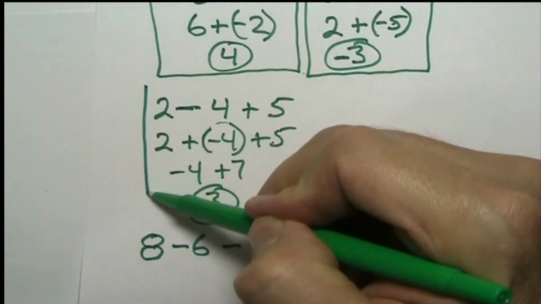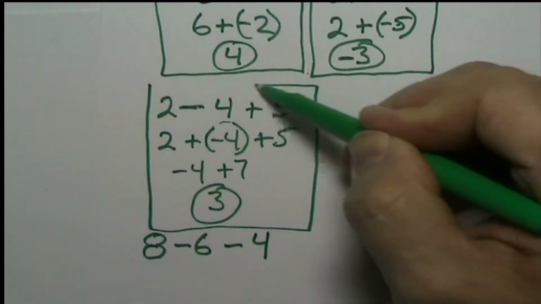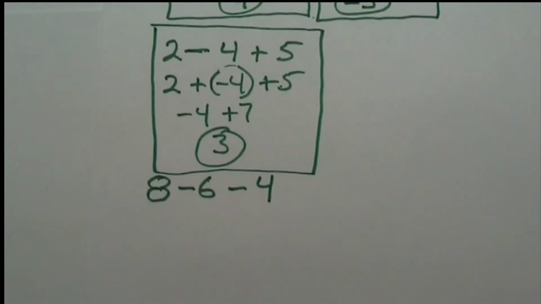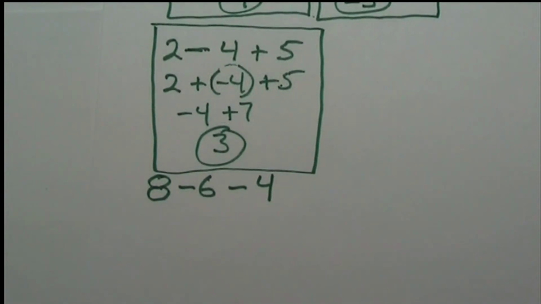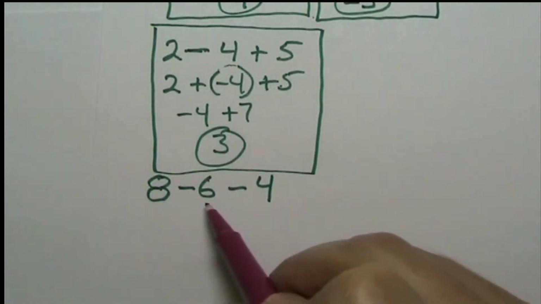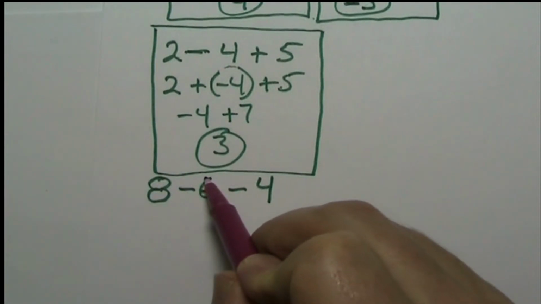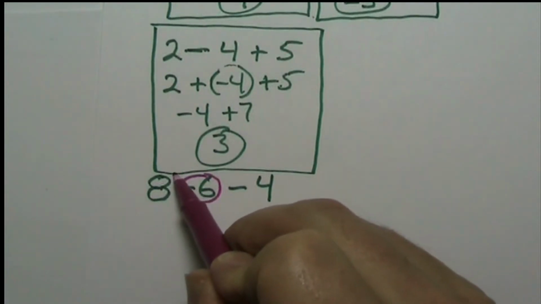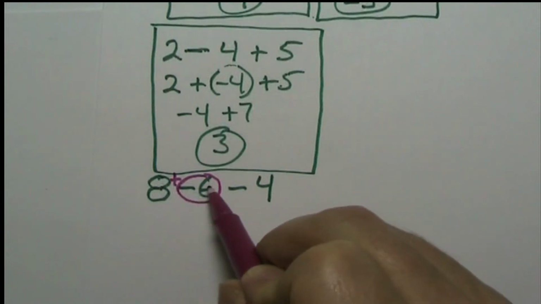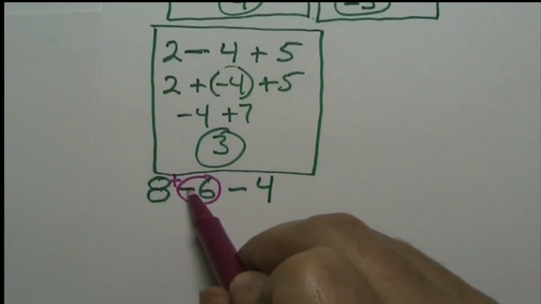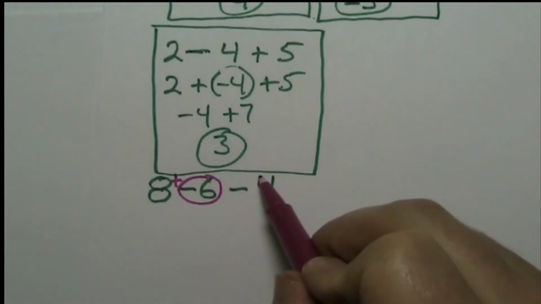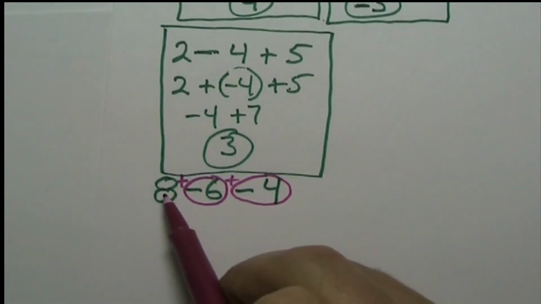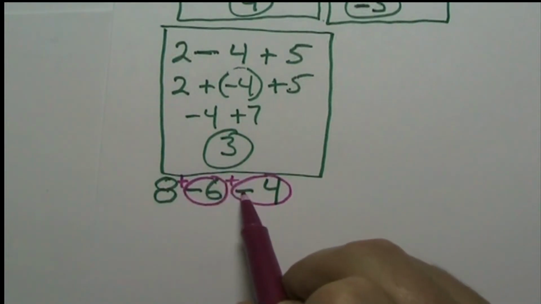Okay, again, I'm going to box mine in. So we have 8 minus 6 minus 4. Now watch what I'm going to do here to make it a little bit easier. Instead of rewriting the problem, this minus 6 is the same thing as negative 6. So I'm just going to put a plus there. 8 and negative 6. I changed the minus to adding a negative. Same thing here. This is the same thing as negative 4. So I'll just put a plus in front of it. So I have 8 and negative 6 and negative 4.